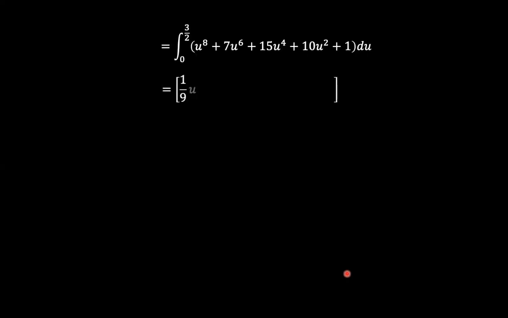And so obviously u to the power 8 becomes 1 over 9 u to the power 9 plus 7 u to the power 6 becomes u to the power 7. 15 u to the power 4 becomes 15 over 5, which is 3 u to the power 5, plus 10 u squared becomes 10 over 3 u to the power 3 plus u. And so we have the limits as shown here.